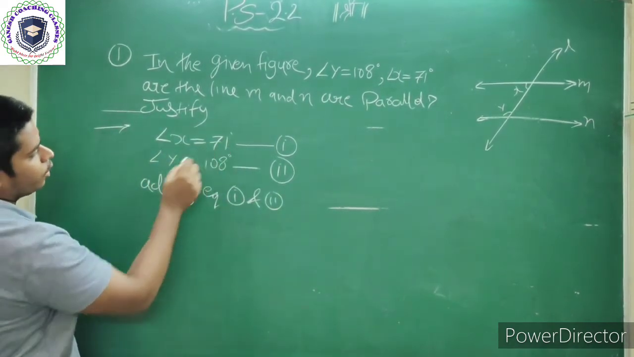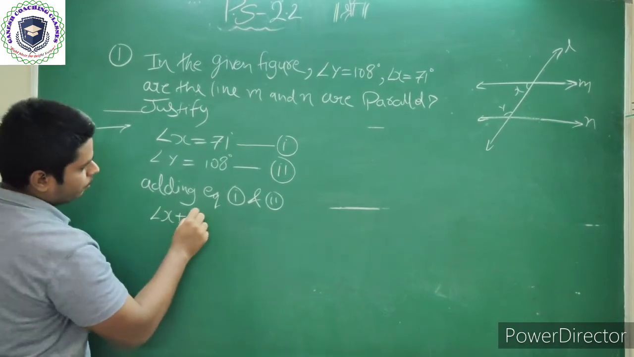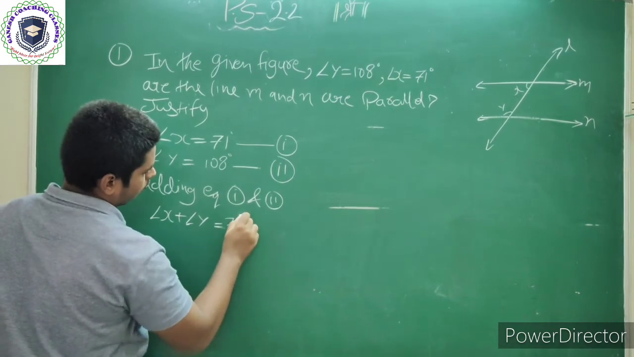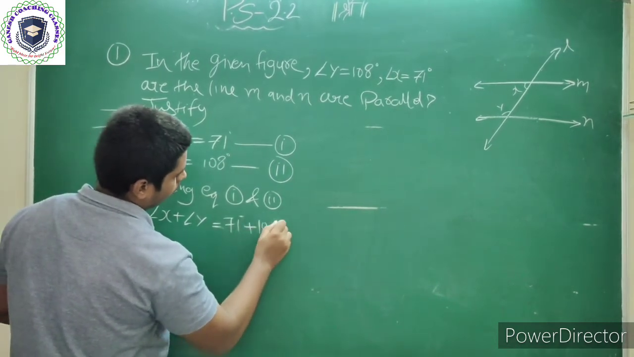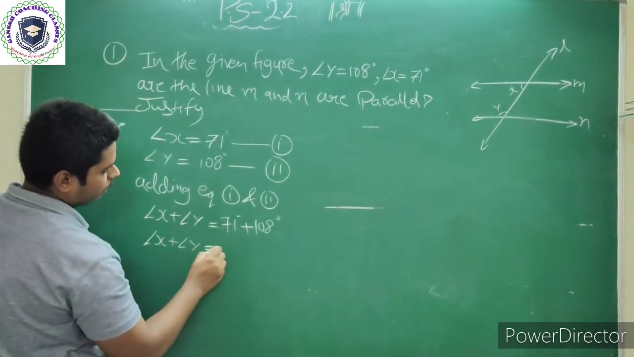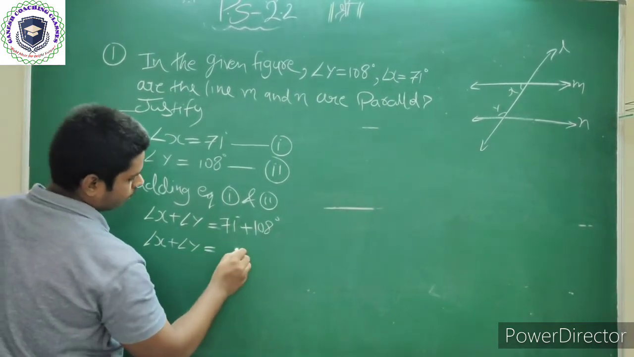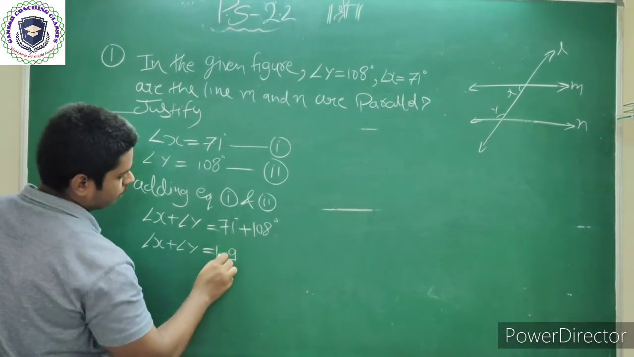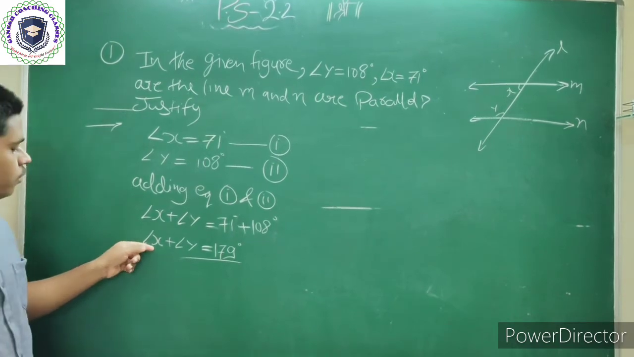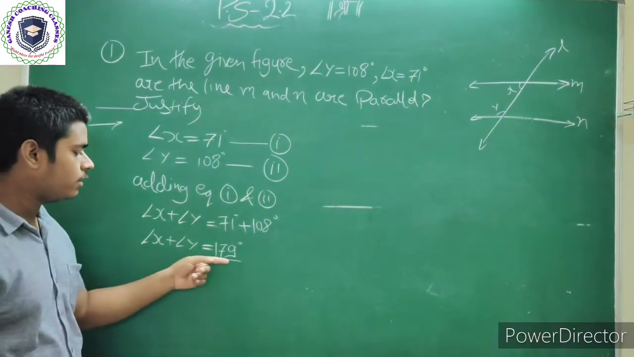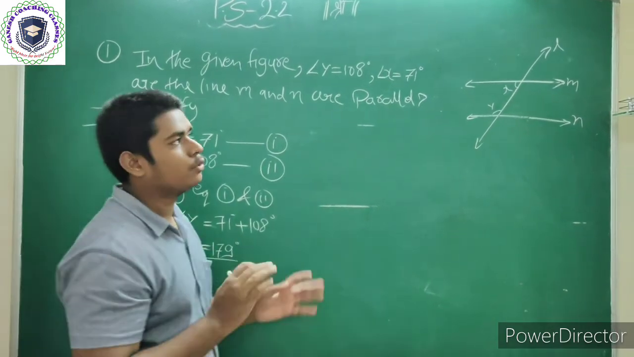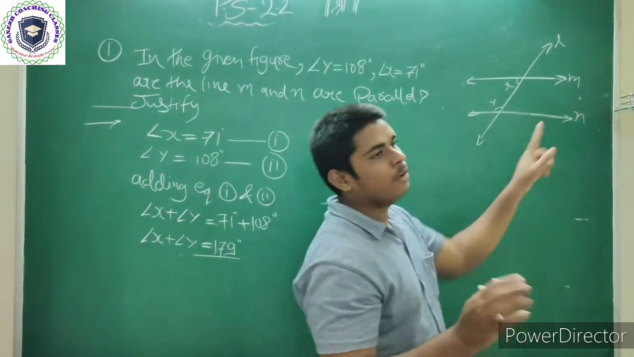So what we get here: angle x plus angle y is equal to 71 degree plus 108 degree. What is the value of angle x plus angle y? 1 plus 8 is 9, 7 plus 10 is 17. So here we got the sum of the interior angles as 179 degree, which is not equal to 180 degree, so m and n are not parallel lines.